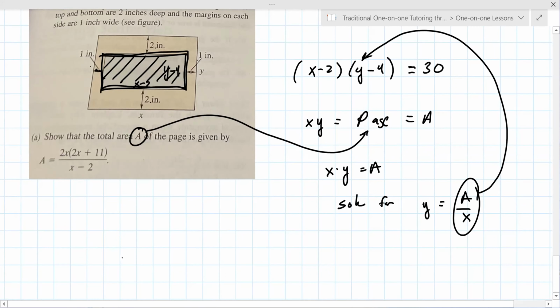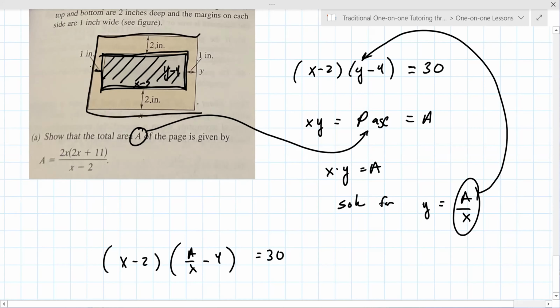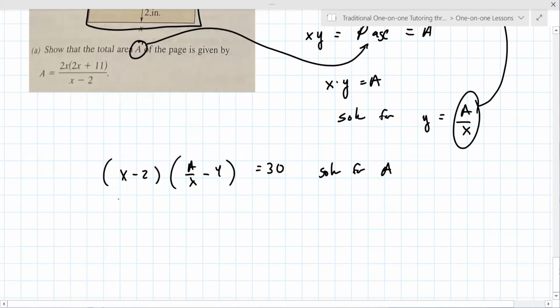That gives you x minus 2, A over x minus 4, equals 30. So the whole page is A, and this little part, the print part, is 30. Now you have to solve for A. It's kind of tough. You can just move this x minus 2 over.